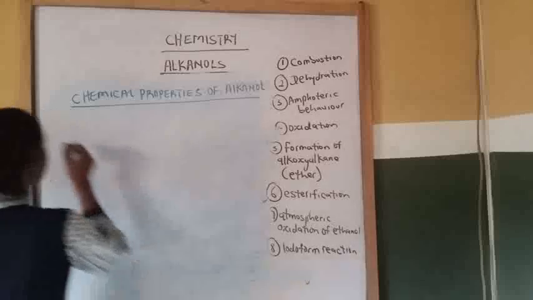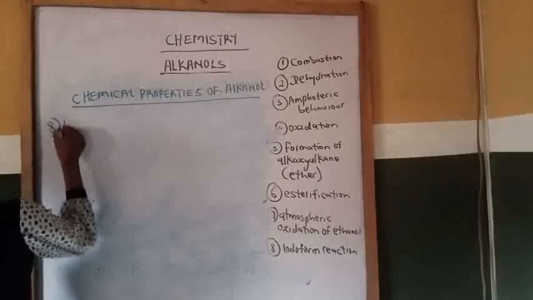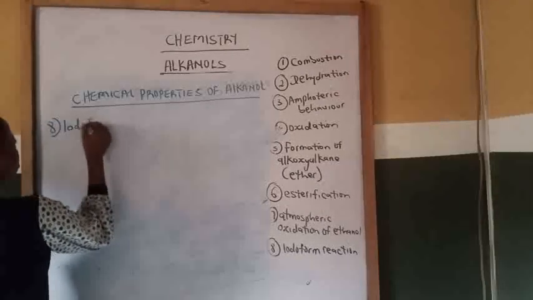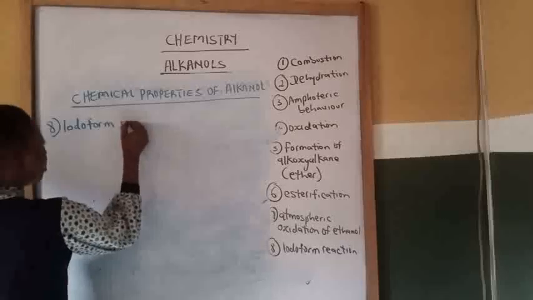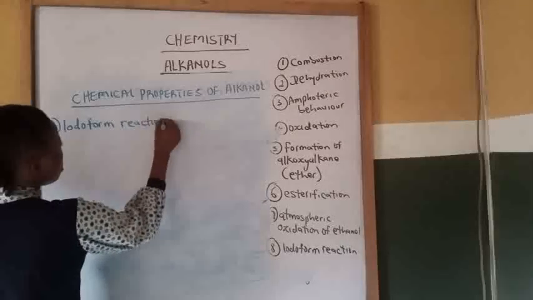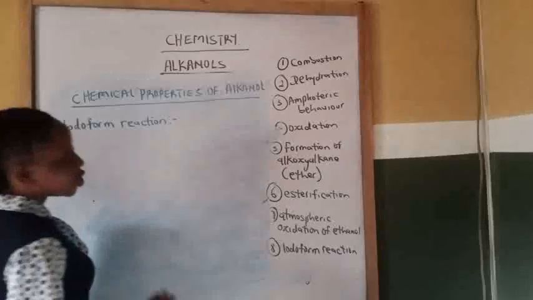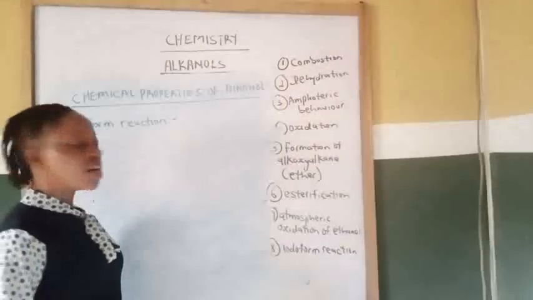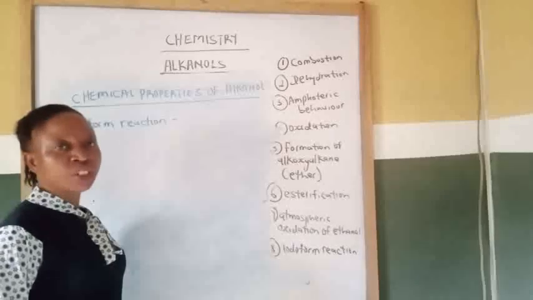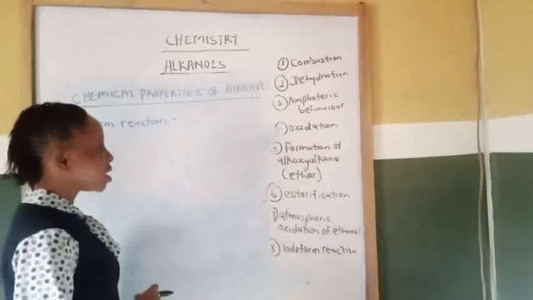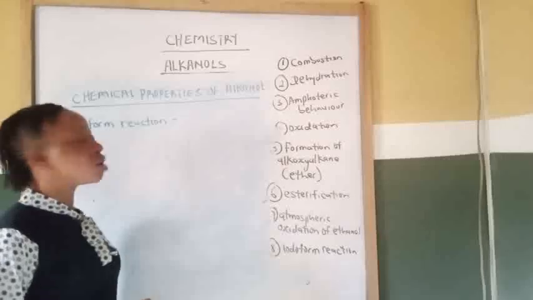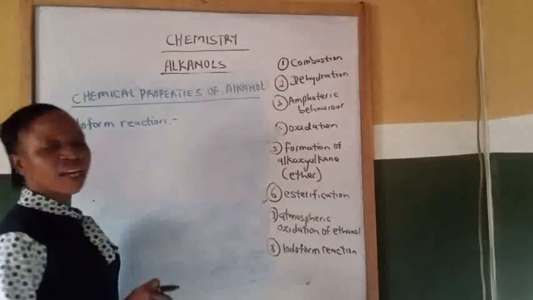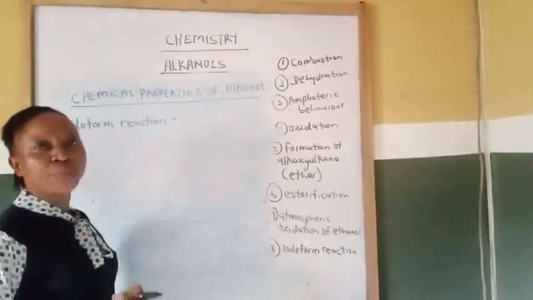Number 8 is the iodoform reaction. Then ethanol is warmed with iodine. When ethanol is warmed with iodine and dissolved in aqueous sodium hydroxide, a yellow precipitate of triiodomethane will be formed.